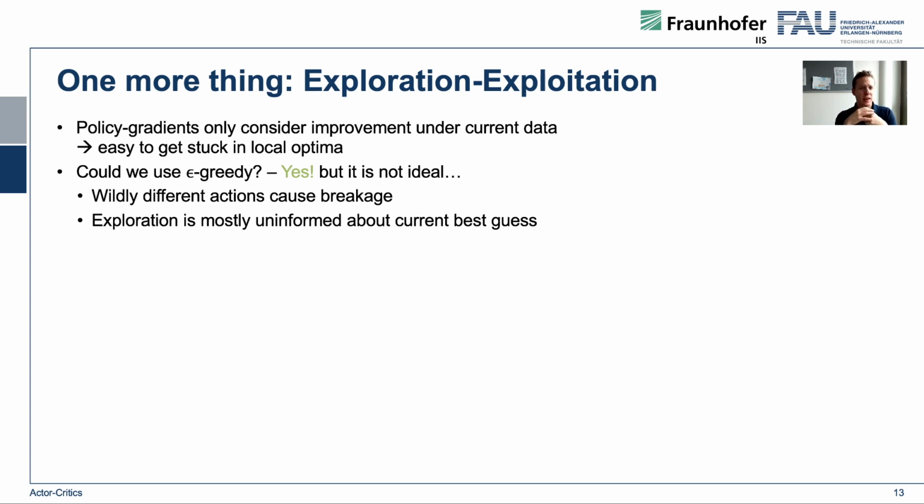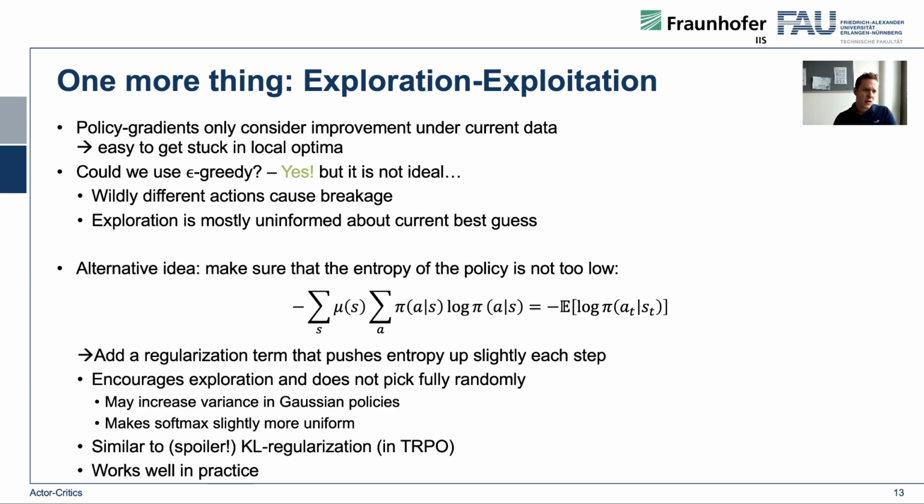And also, the exploration is mostly uninformed about the current best guess. Epsilon greedy is just saying that with some probability epsilon, take another action. This is not really mathematically profound for the estimation of policy gradients. An alternative idea that you will see a lot in practice is that you make sure that the entropy of your policy is not too low. You estimate the probability distributions of your actions over the states, and you want to maintain some entropy so that you will not always select a certain action.